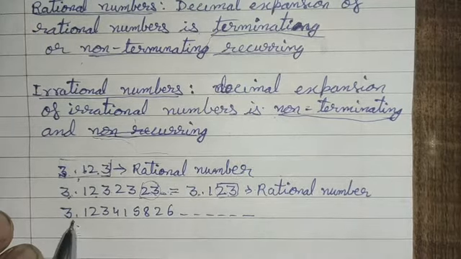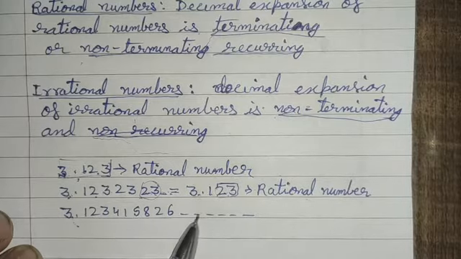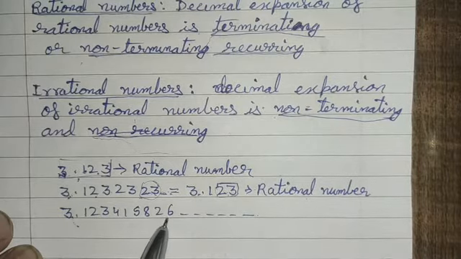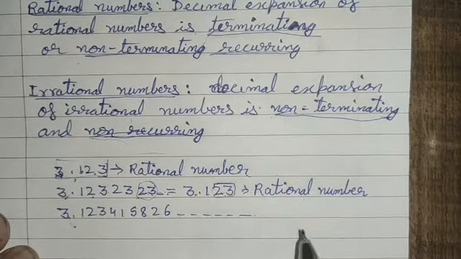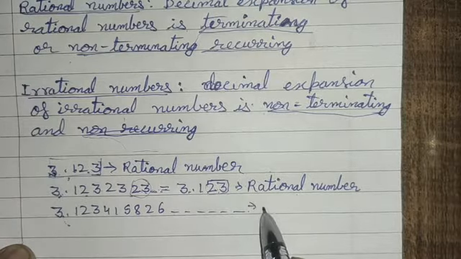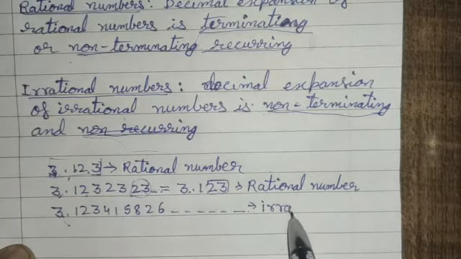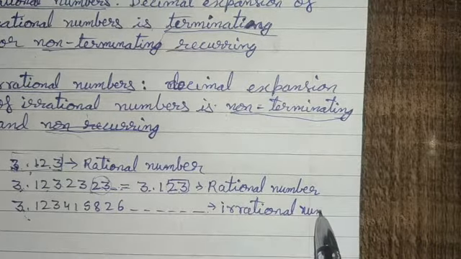Now in the third part, we see that the decimal expansion is neither terminating nor recurring. The digits or groups of digits are not recurring, therefore this is an irrational number, not a rational number.